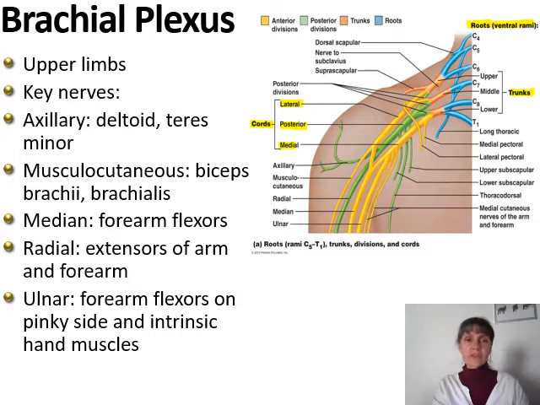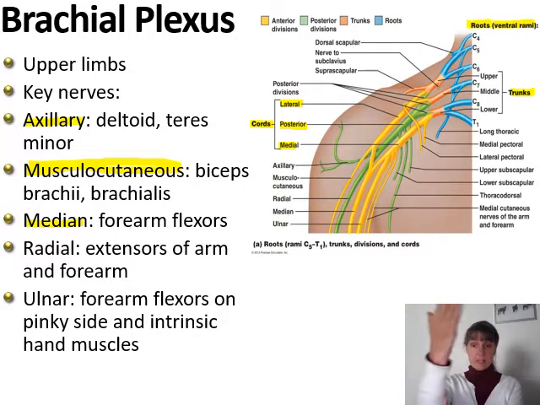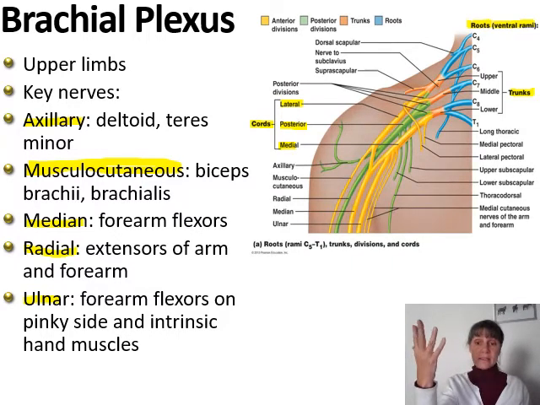So key nerves for the brachial plexus include the axillary nerve, which is going to supply deltoid and teres minor, the musculocutaneous nerve, which supplies biceps brachii and brachialis, the median nerve, which goes to the forearm flexors, the radial nerve, which goes to the extensors of the arm and forearm, and the ulnar nerve, which goes to the forearm flexors on the pinky side, as well as intrinsic hand muscles.